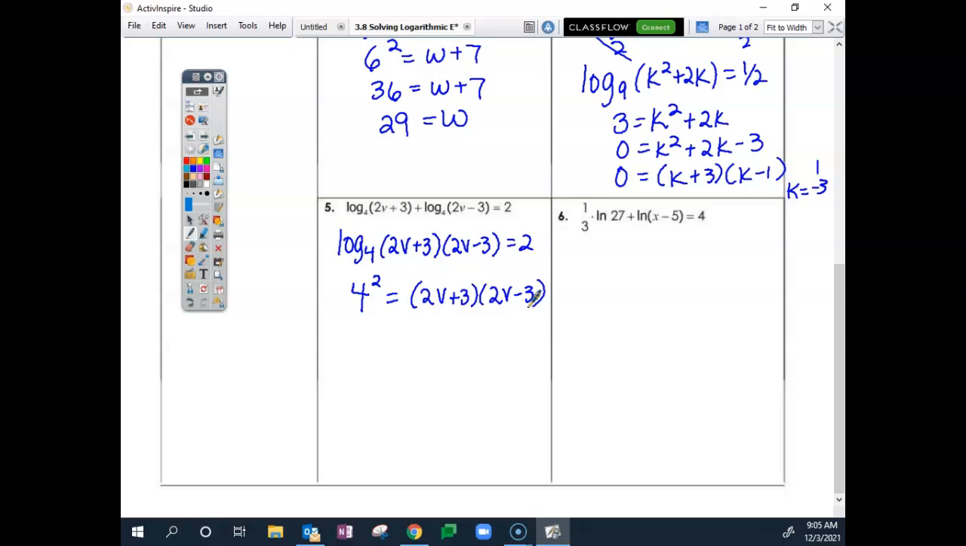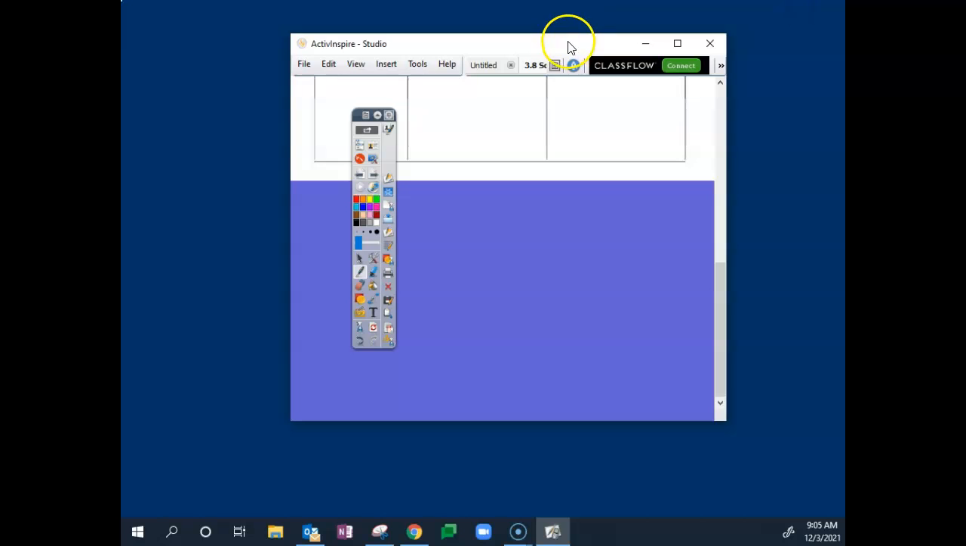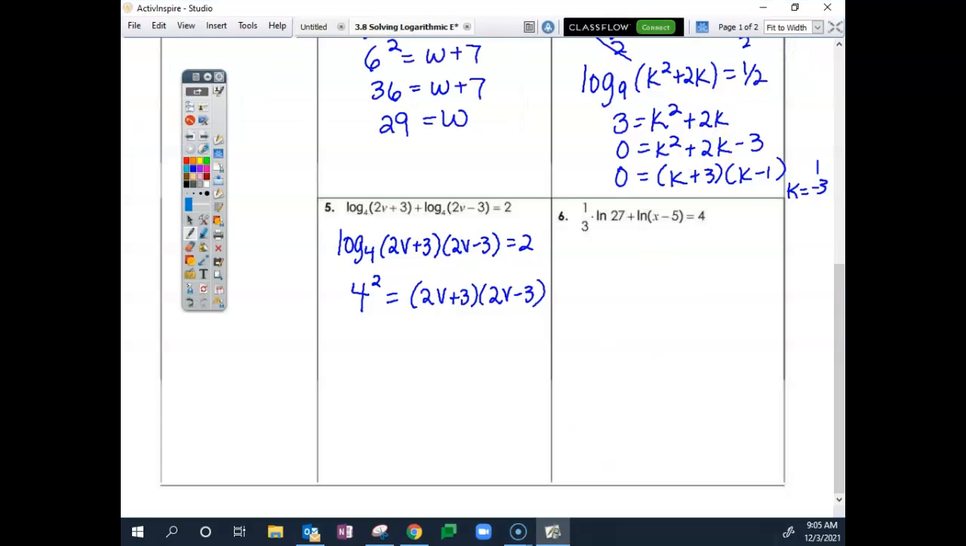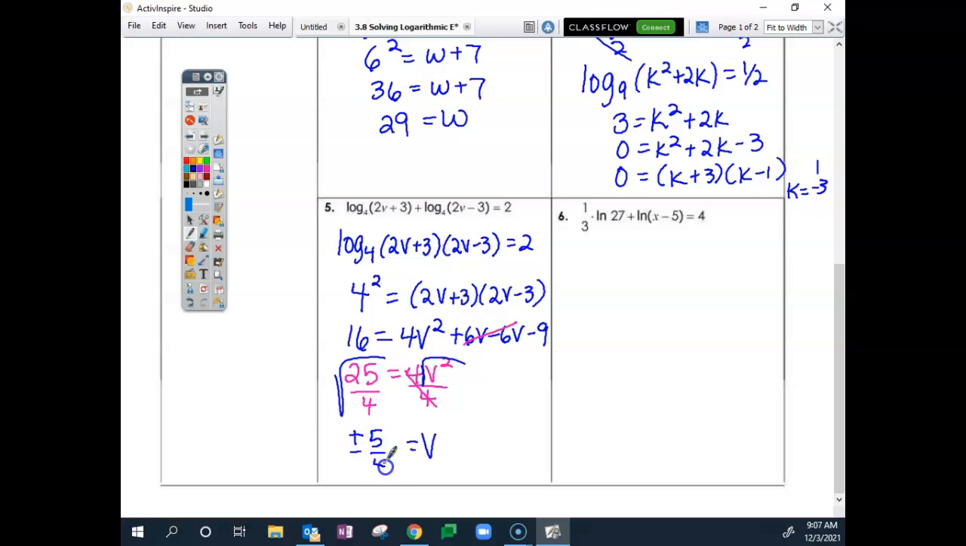All right, multiply this together, friends. Multiply it together. And after you multiply together, subtract the 36 and factor. If I add the 9, I have 25 equals 4v squared. And then what? Divide by 4. And then square root. And how many answers do I get when I square root? So I get plus and minus 5 over 2.